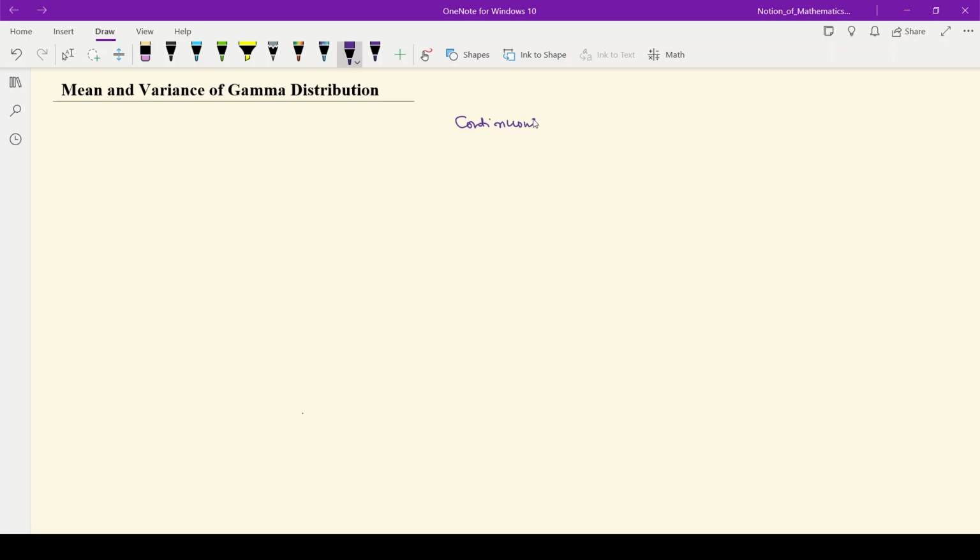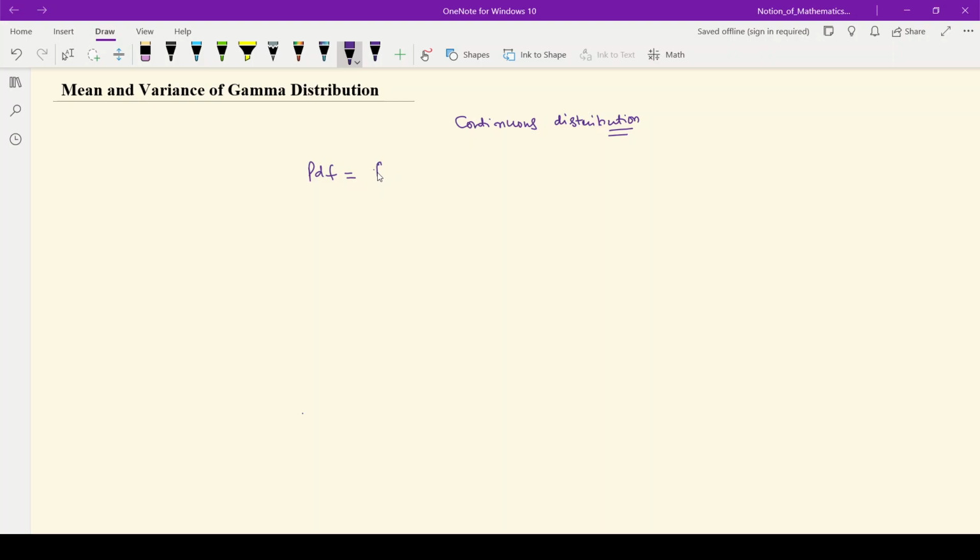It is known as a continuous distribution. So if it is a continuous distribution, it must have a probability density function. So what would be the probability density function of this gamma distribution?